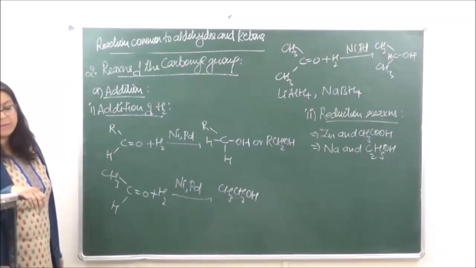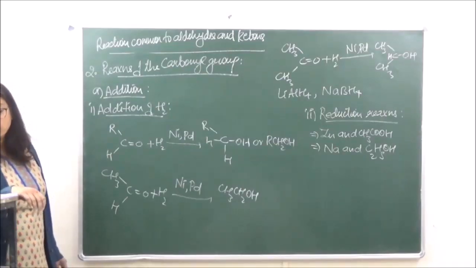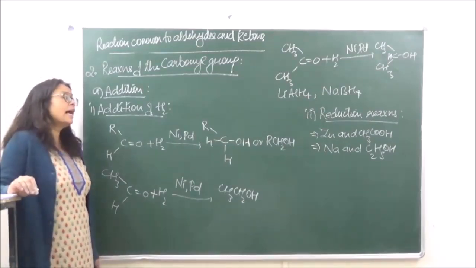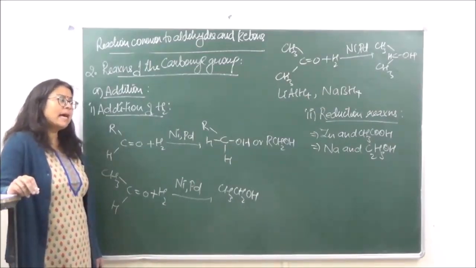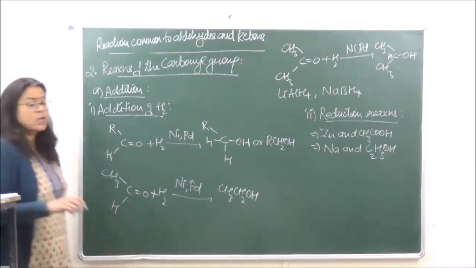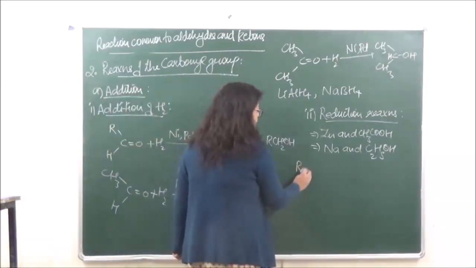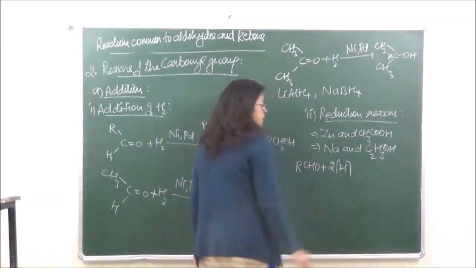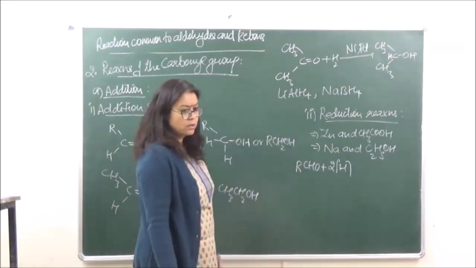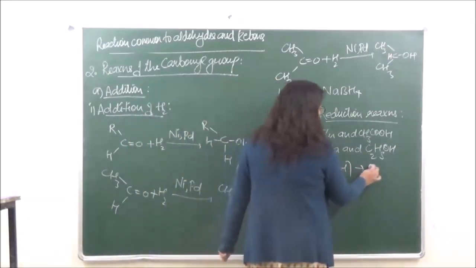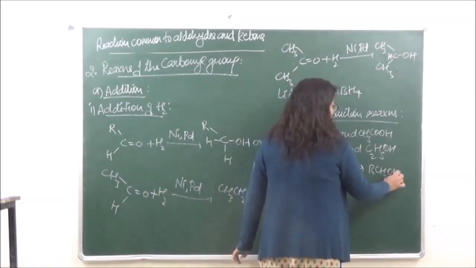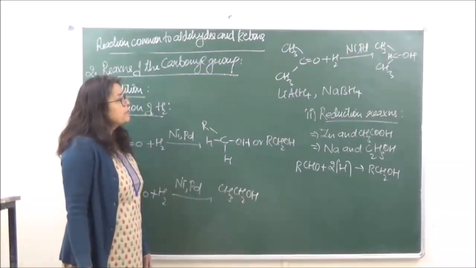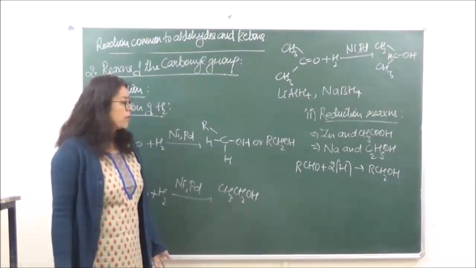We can use lithium aluminum hydride. We can use sodium borohydride. So all of these are again going to reduce the aldehydes into primary alcohols and ketones into secondary alcohols. The only difference is that over here, instead of using molecular hydrogen, we are going to use nascent hydrogen. Okay? So this is going to give us what? CH2OH. You can use any of the reducing agents which I have mentioned above. It can be lithium aluminum hydride, it can be sodium borohydride as well.